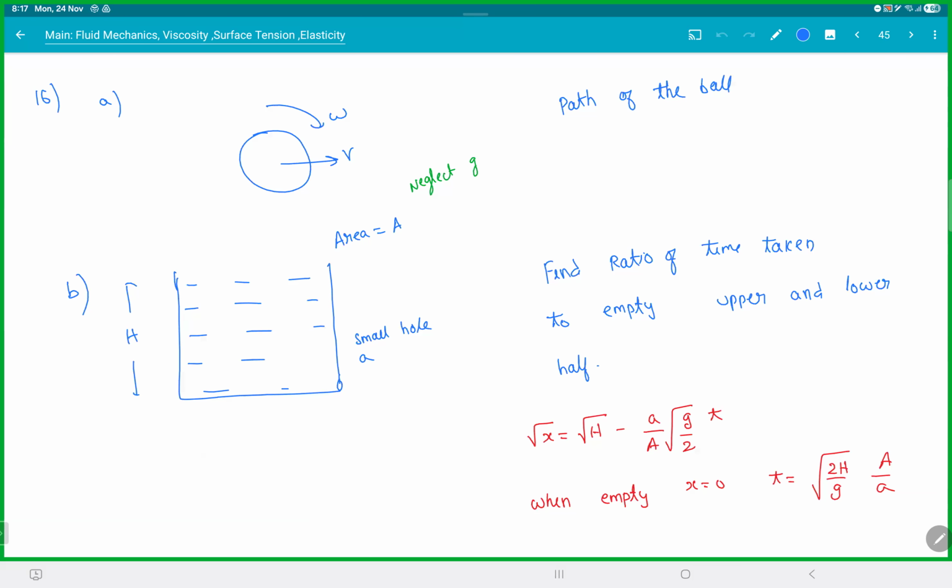Next thing, if you have a ball and you give V and omega in the atmosphere, what is the path of the ball? Neglect gravity. Second is a good question. You have a container fully filled, with a small hole. Find the ratio of time taken to empty the upper half and the lower half. This is a very important result. Should definitely mug up. In the exam you won't get time to derive this. Where x is the height of the liquid as a function of time.